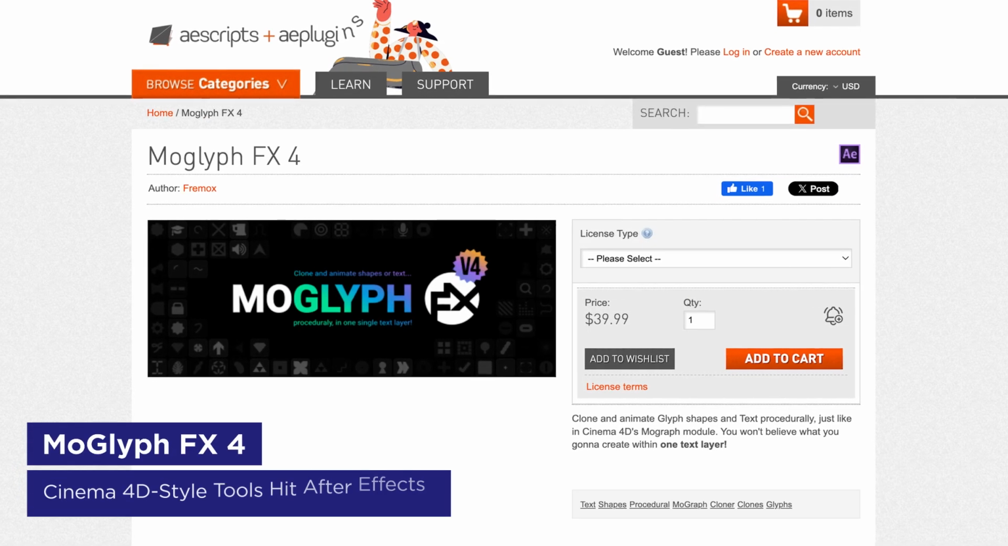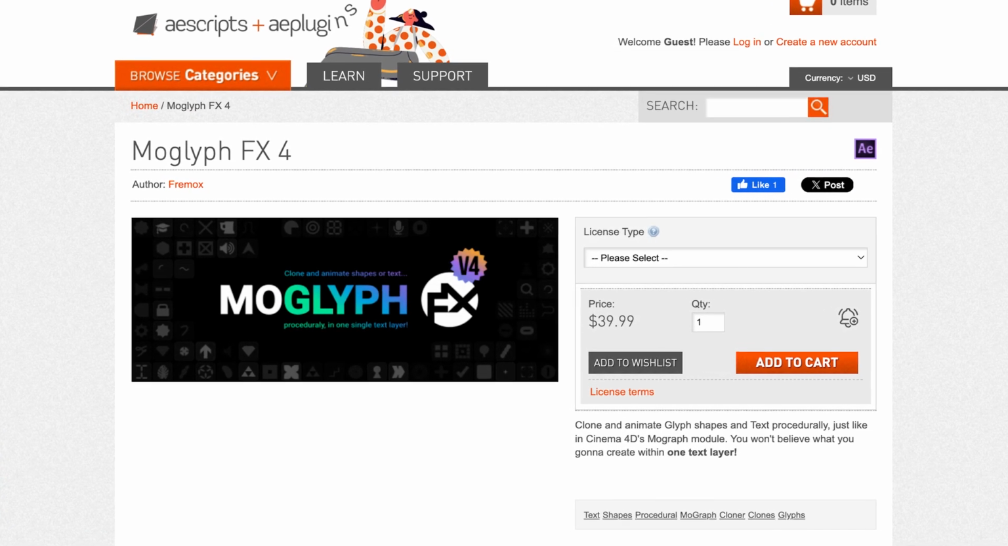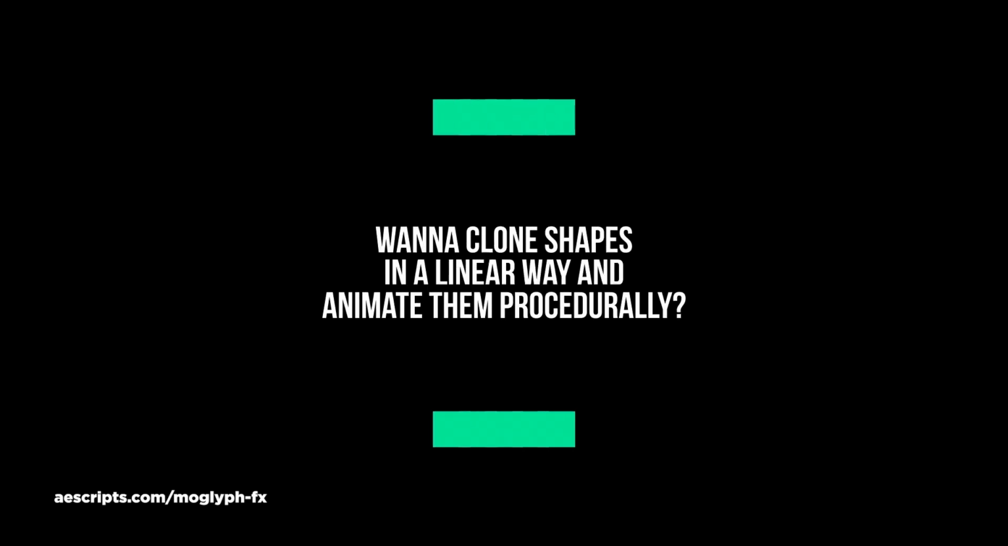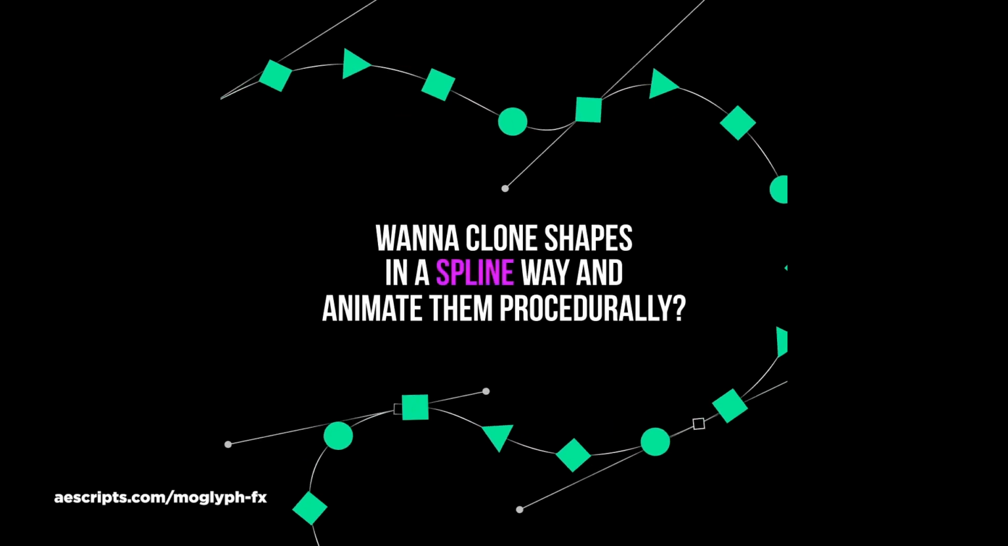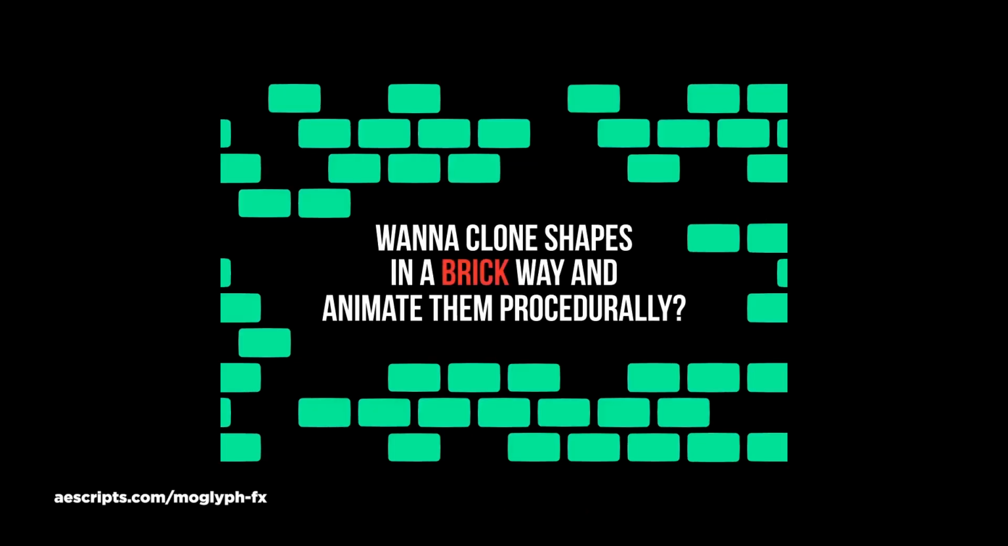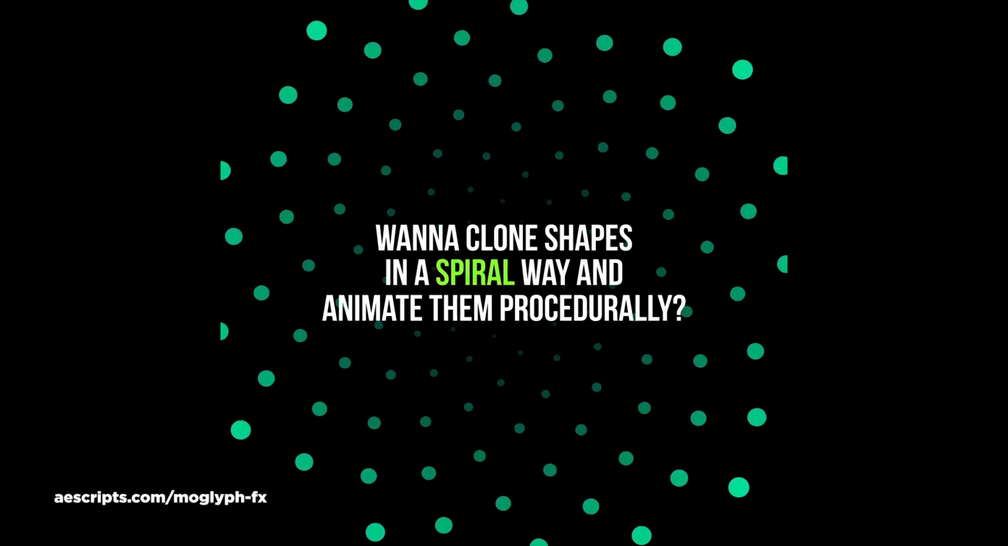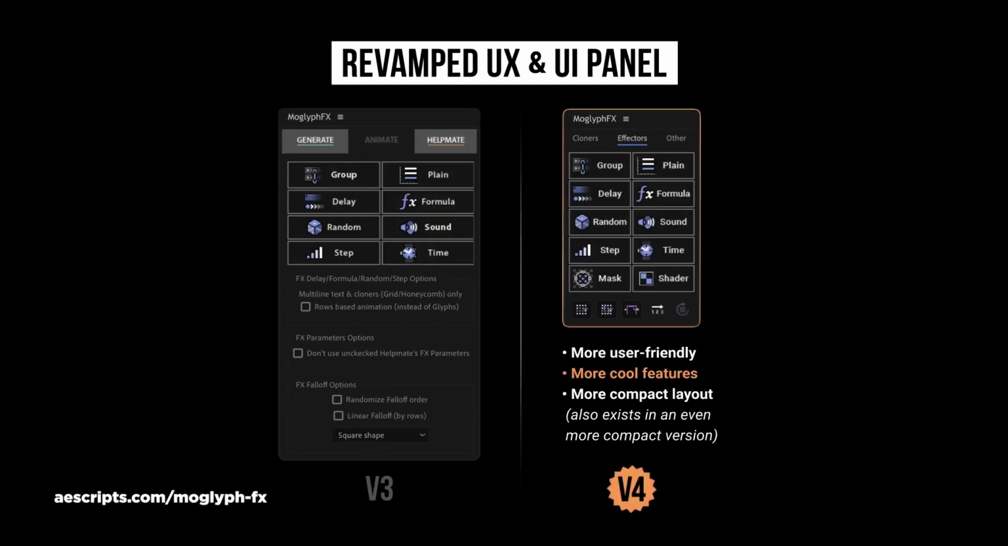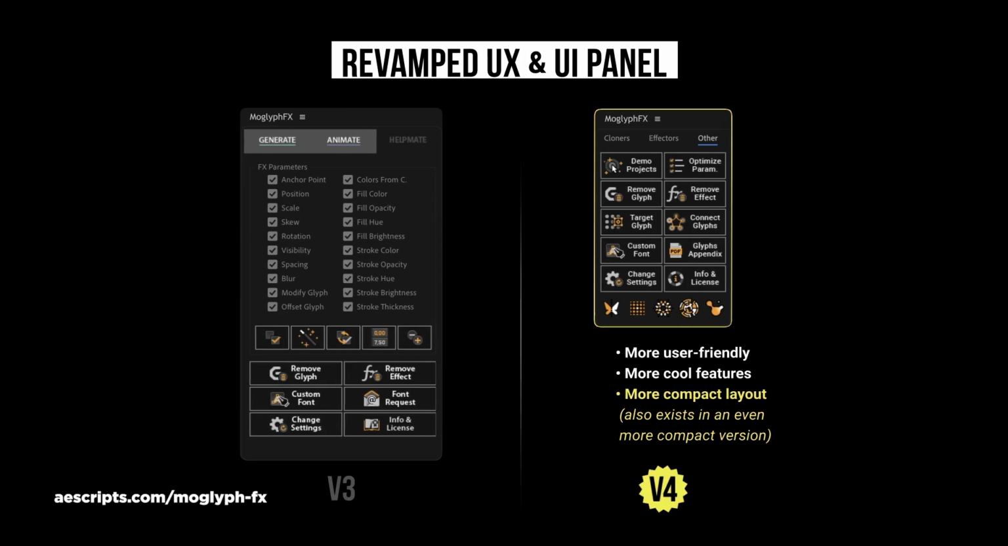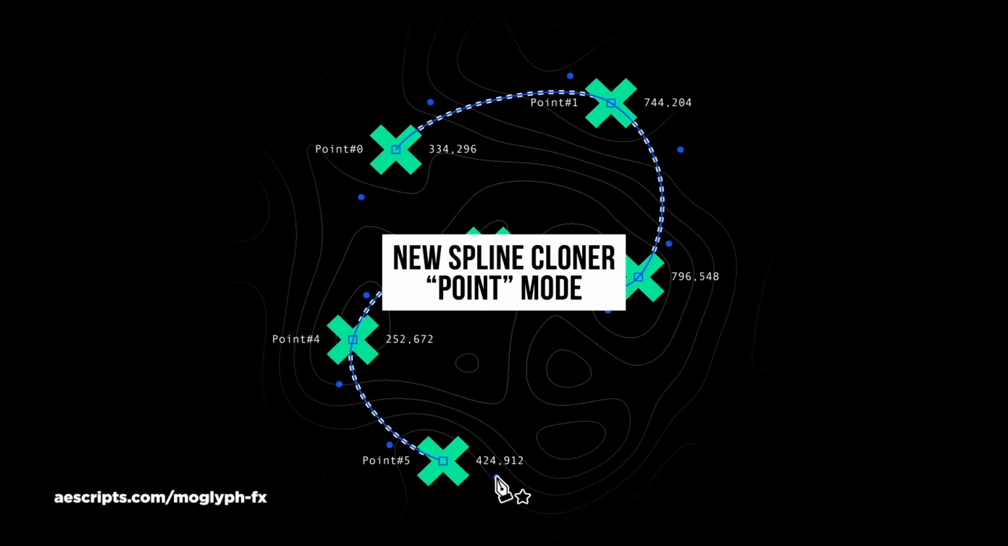Version 4 of MoGlyph effects has landed, bringing Cinema 4D MoGraph style tools to After Effects. This clever plugin lets you clone and animate shapes or type procedurally on a single layer. You can make linear, radial, grid, or spline arrangements. The revamped UI is slick, and new features like an upgraded spline cloner mode and enhanced grid options make this feel right at home for C4D users.